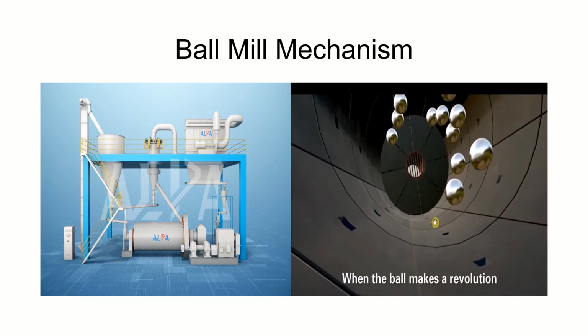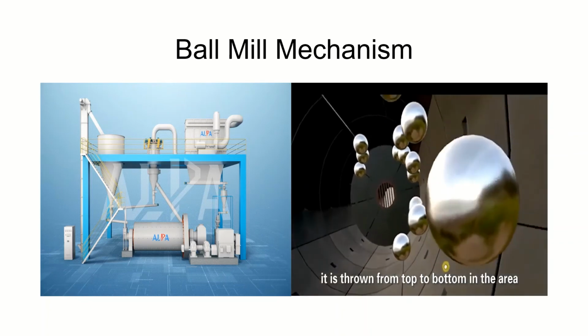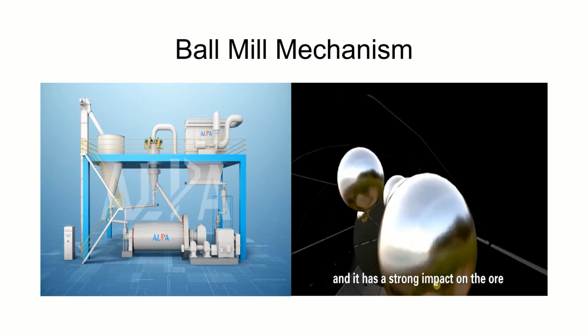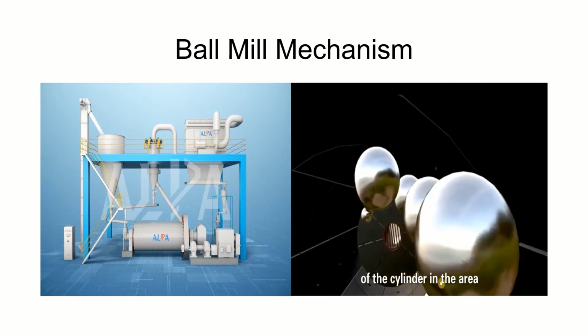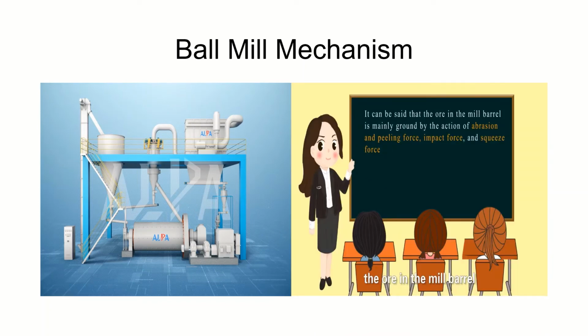When the ball makes a revolution with the axis of the cylinder, it is thrown from top to bottom in the area, and it has a strong impact on the ore of the cylinder in the area, breaking the ore. It can be said that the ore in the mill barrel is mainly ground by the action of abrasion and peeling force, impact force, and squeeze force.